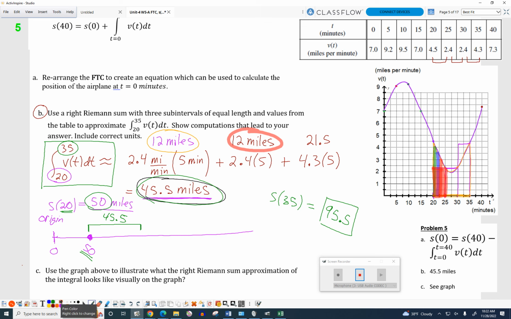Your formula says the integral from time 0 to time 40 of velocity is the same thing as the position at time 40 subtract the position at time 0. Okay, please keep the two sides separate in your mind. It's not saying one thing becomes another. They're saying they're the same thing. And you can use the formula any way that you like.